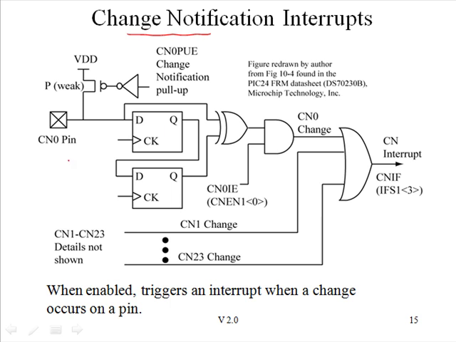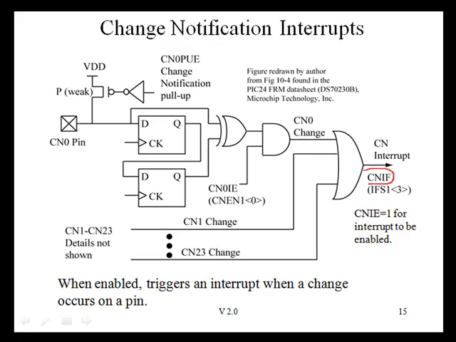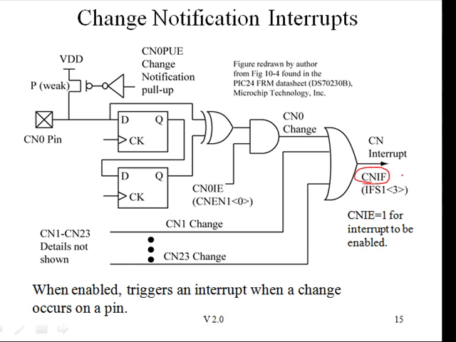Change notification hardware will detect any change, either low to high or high to low value in the transition on the pin, and set a flag called the change notification interrupt flag that will generate an interrupt. The change notification interrupt flag is a little bit different from other interrupt flags in the PIC24 in that it can be affected from multiple interrupt sources. Any of the change notification pins can set this flag. Most PIC24 interrupt flags can only be set from one source.